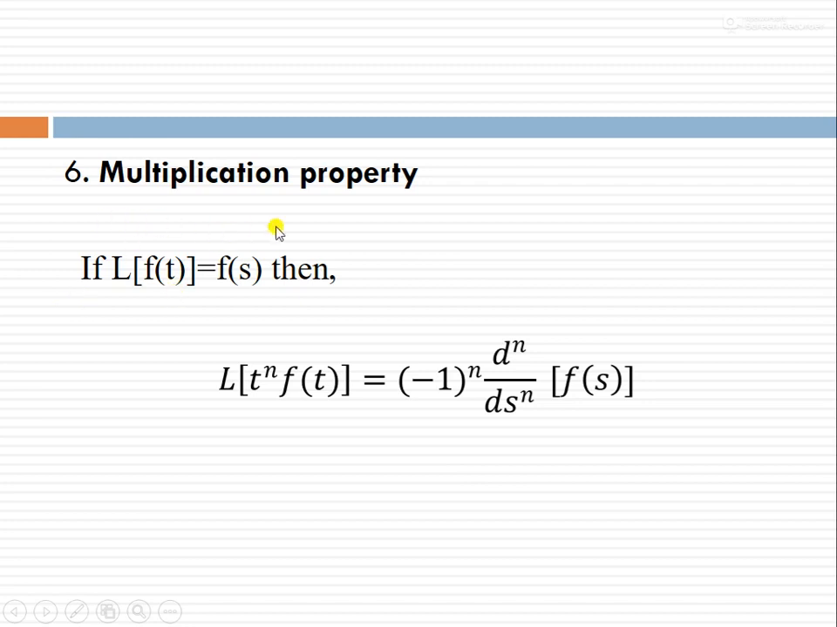Then the multiplication property, that is L of t raised to n f of t equal to minus 1 raised to n, d raised to n by ds raised to n, into F of s.